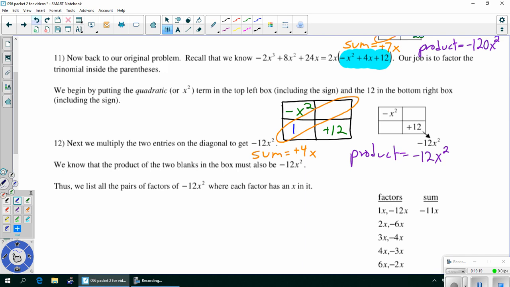What if we try something different that adds up to 4x? Maybe plus 2x and plus 2x. They add up to 4x. What is their product? Well, 2x times 2x is 4x squared. Sadly, not the right product.